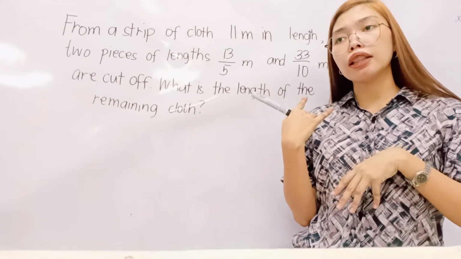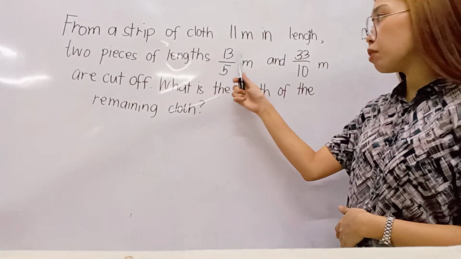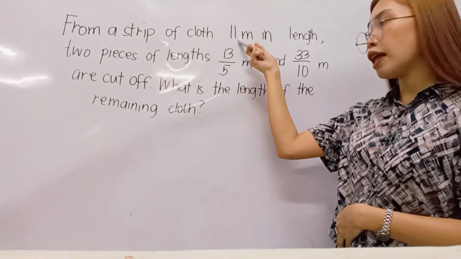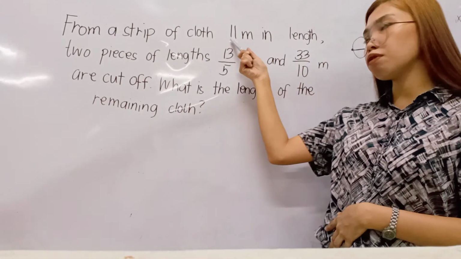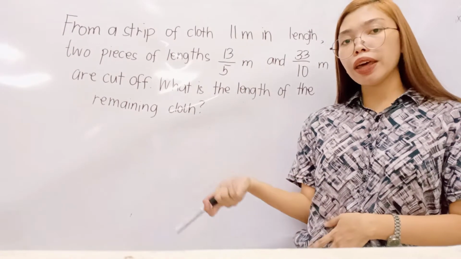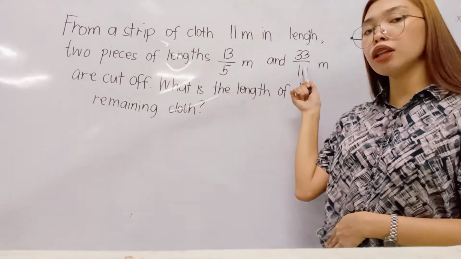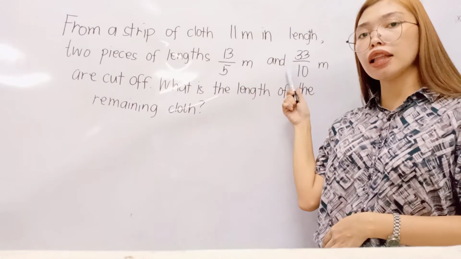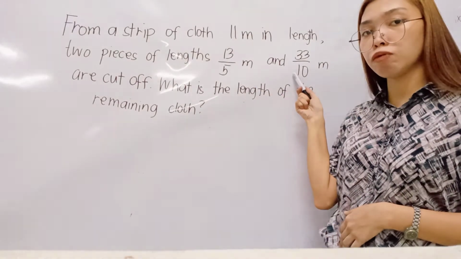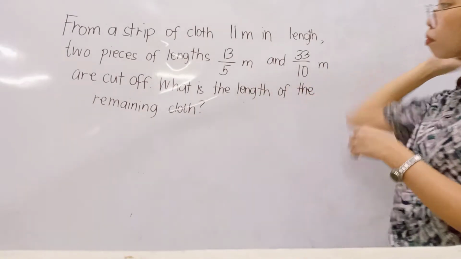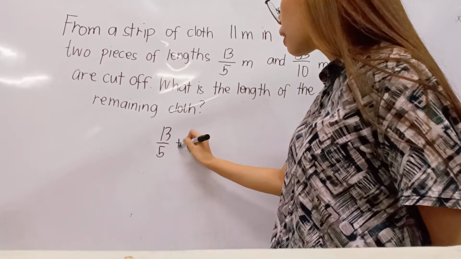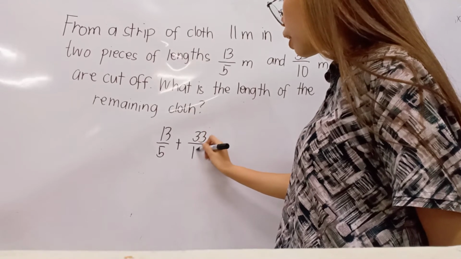So, we can solve this by subtracting 13 over 5 from 11 and then 33 over 10 from 11 to get the final answer. Okay? Another way is you can add 13 over 5 and 33 over 10 and then subtract it from 11 meters. So, I prefer to add muna, add this first and then subtract. So, 13 over 5 plus 33 over 10.